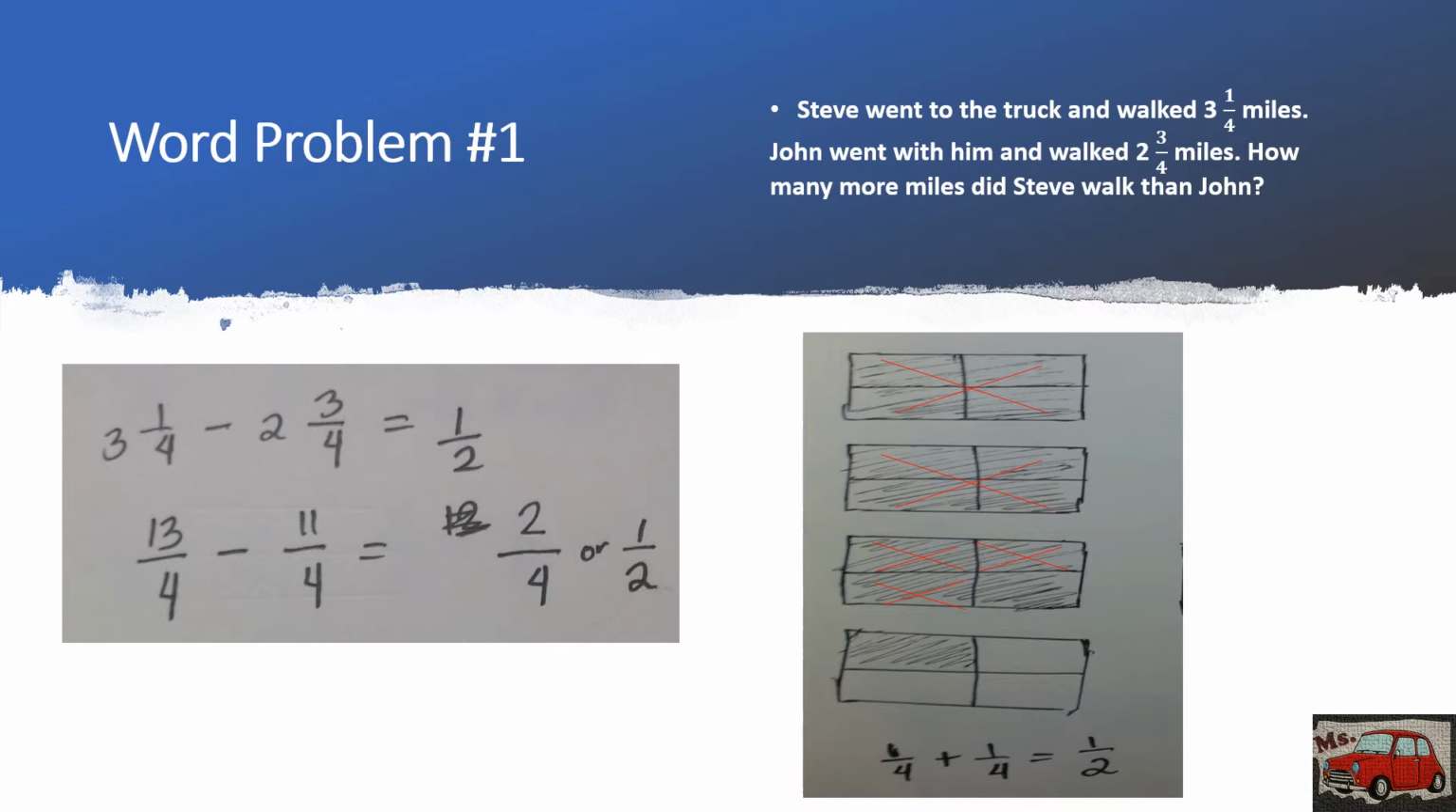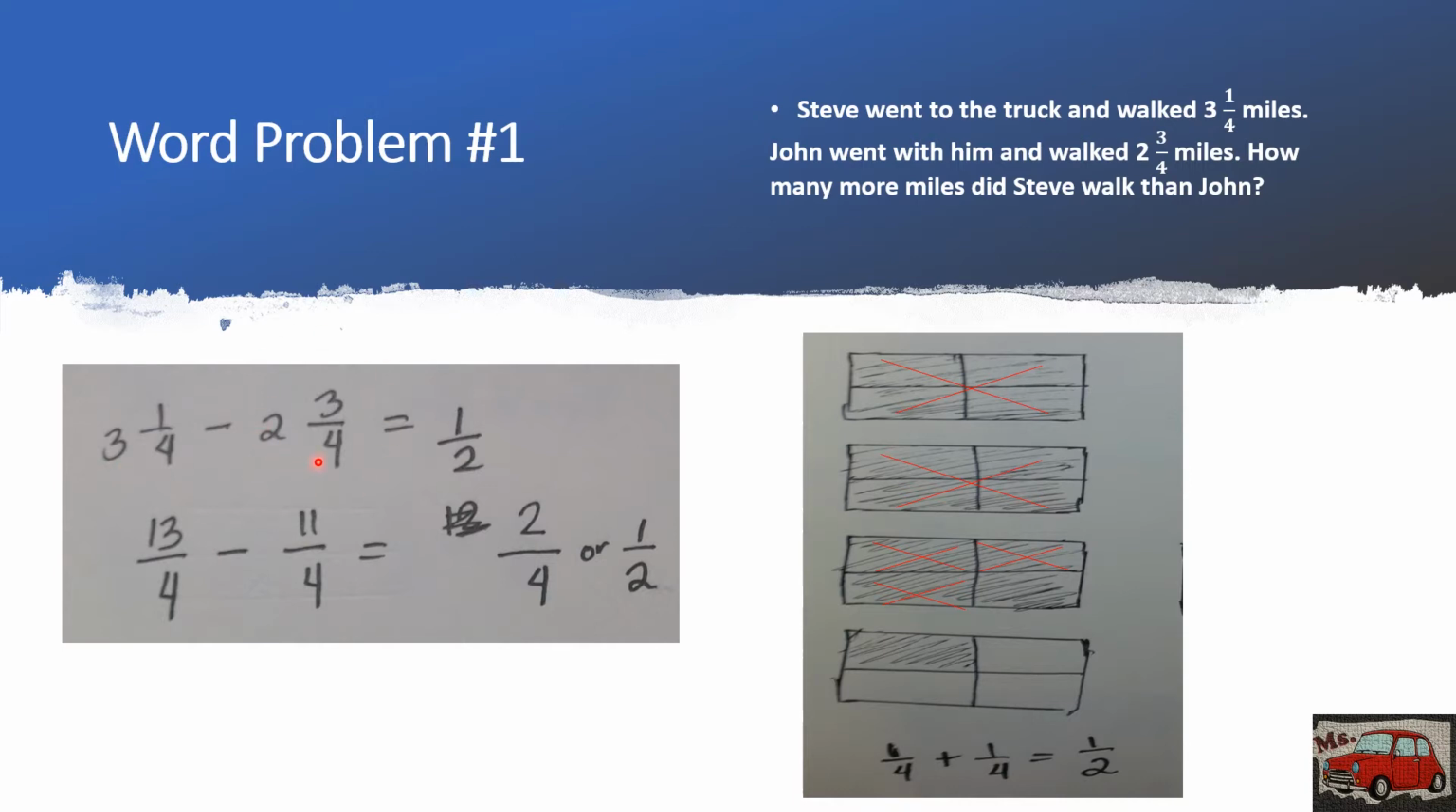Alright, so hanapin lang natin kung gaano karami yung nilakad ni Steve kesa kay John. Okay? So, keyword dyan is yung how many more miles. Alright? So, the operation is subtraction. Alright, so we have here 3 and 1/4 minus 2 and 3/4. Okay, yung nilakad ni Steve, tsaka yung nilakad ni John.